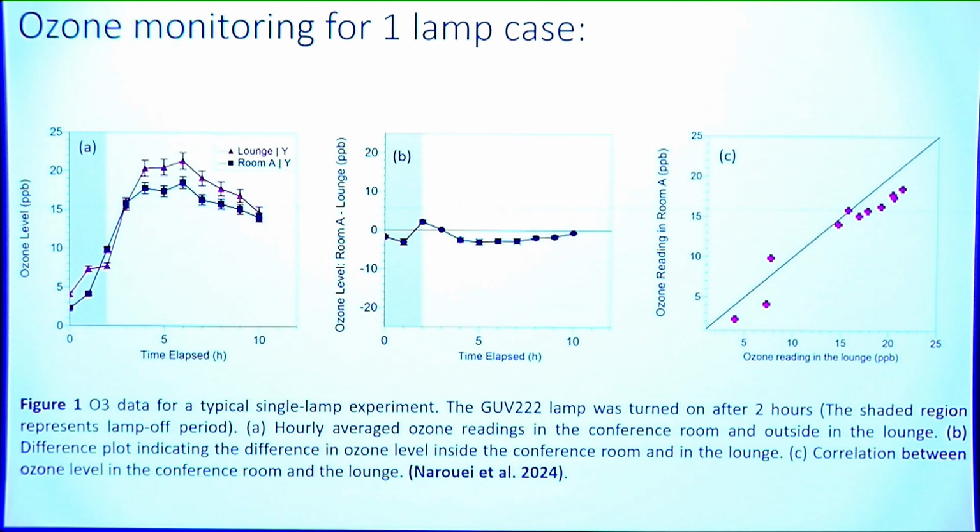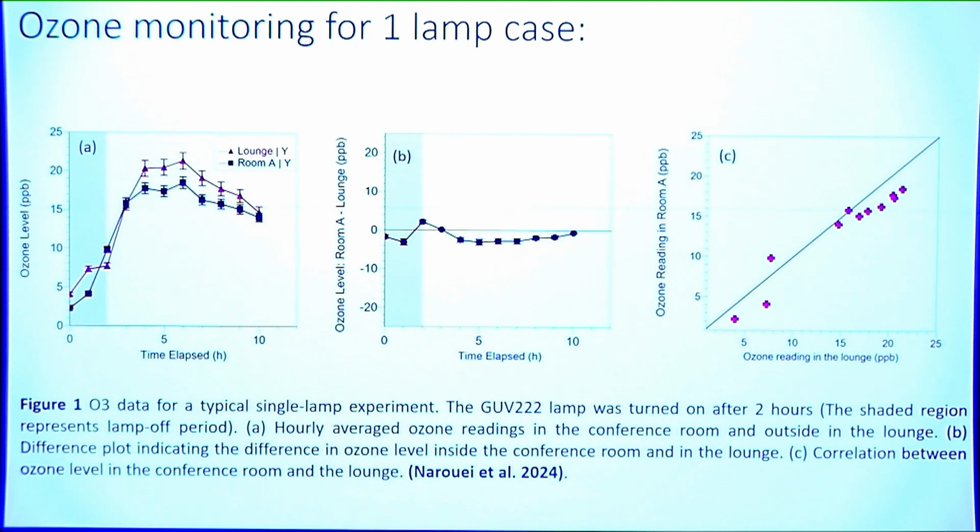So let's take a look into the actual experimental data. Here we have Figure 1A, which is the hourly average ozone readings in the conference room and outside in the lounge. In B, we have the difference plot indicating the difference in ozone level inside the conference room and in the lounge. And finally, we have the correlation between the ozone levels. In the 1-lamp situation, the ozone level difference in the two areas is very small, so we have a more linear ozone level difference correlation in this scenario.